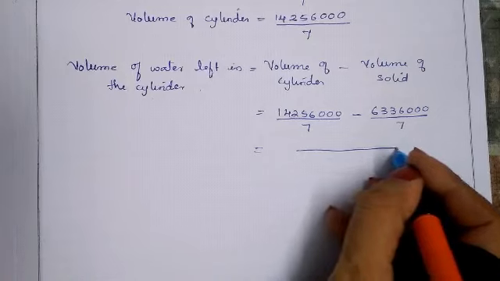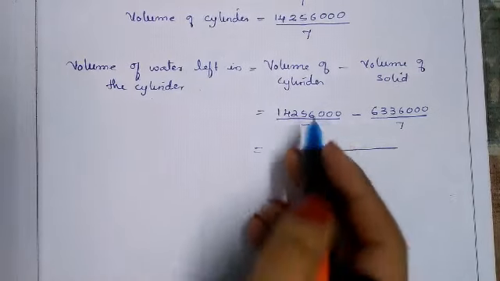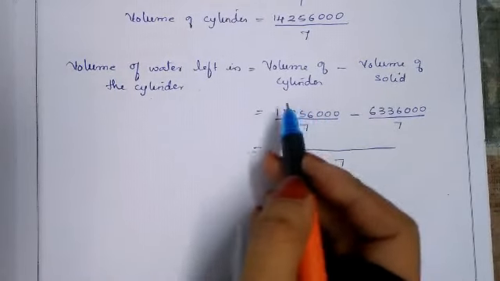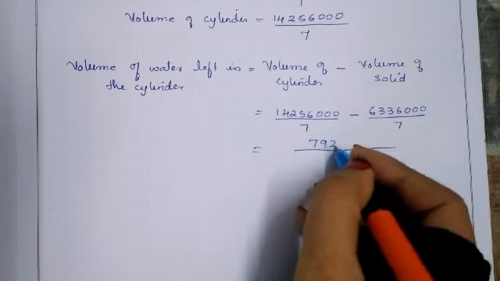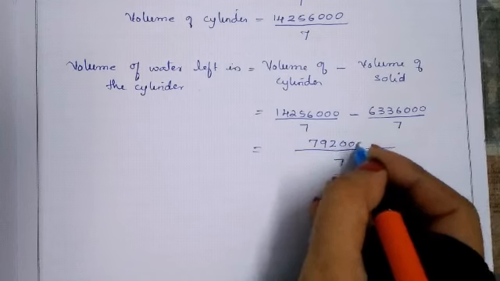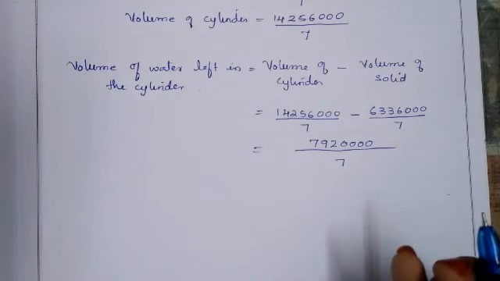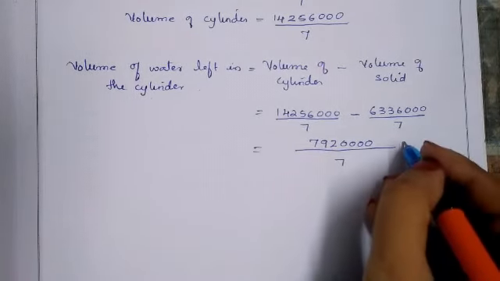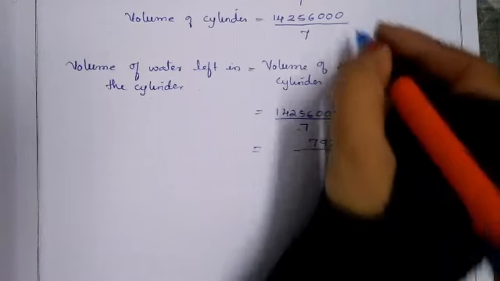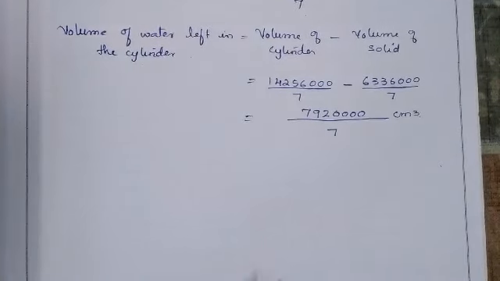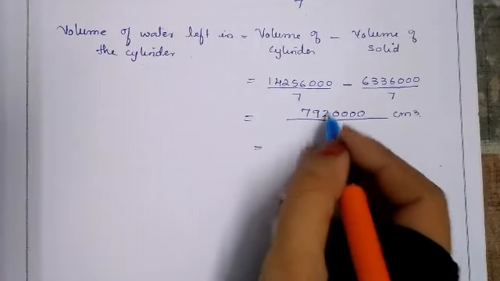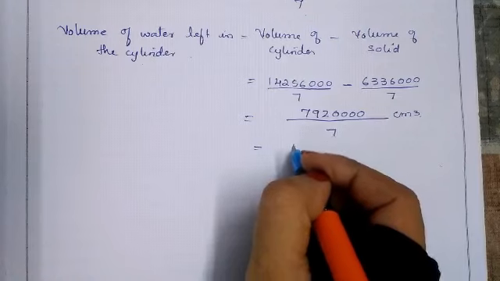I'll write denominator 7 as it is. We have to minus this. If we minus this, we are going to get 7920000 centimeter cube. Volume it is. So volume always in cubic centimeter. So we got here after division. As we go on dividing this, we are going to get 1131428.57.